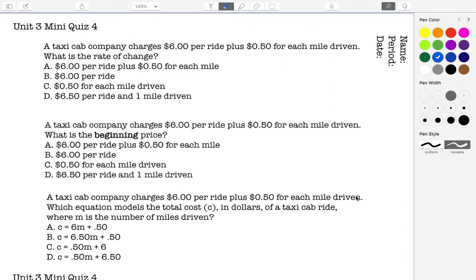All right, Unit 3, mini quiz 4. A taxi cab company charges $6 per ride plus 50 cents for each mile driven. What is the rate of change?